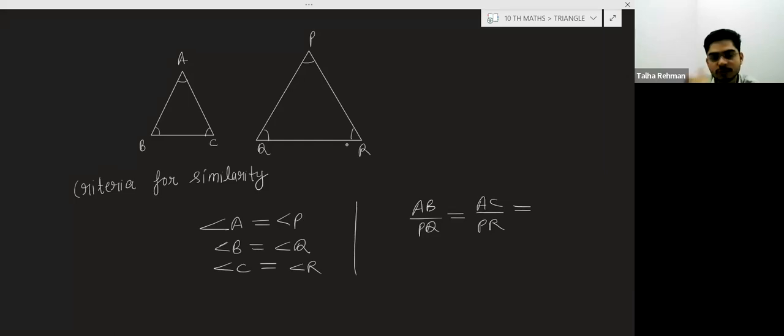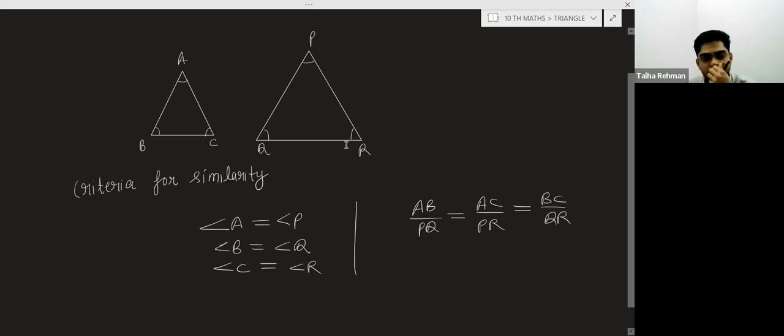Opposite to this angle is QR. So BC by QR. So you can choose one angle. Suppose you have chosen this angle B. Then what will you say?